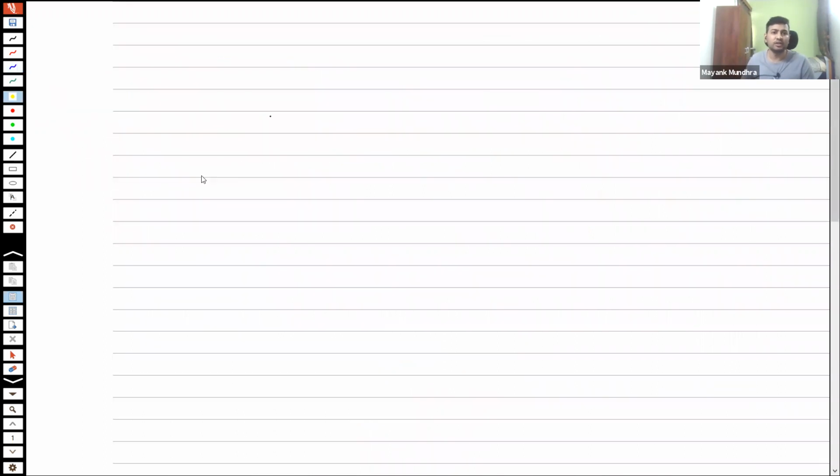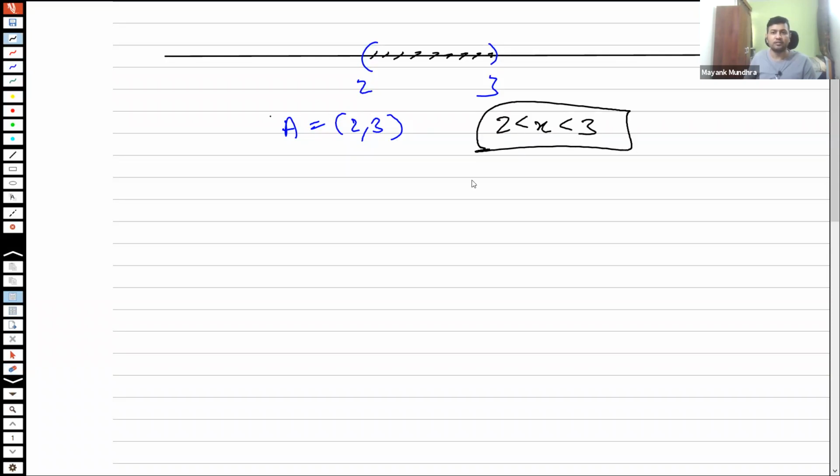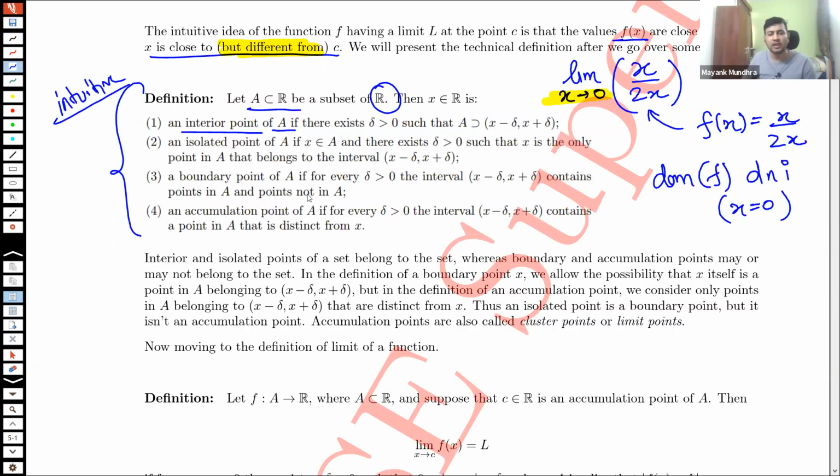Even if you did not know the definition, I've not talked about this definition yet, but let's say I just ask you, suppose this is the real line, and we have a set A which is 2 to 3, an open set. What is an interior point? An interior point is something which is inside here, something which is between 2 and 3. So 2 less than x less than 3 is the set of all interior points, and that intuition is correct. The intuitive logic to define interior points is correct.